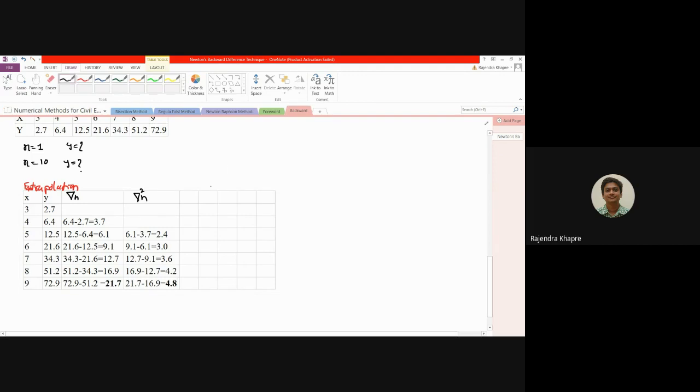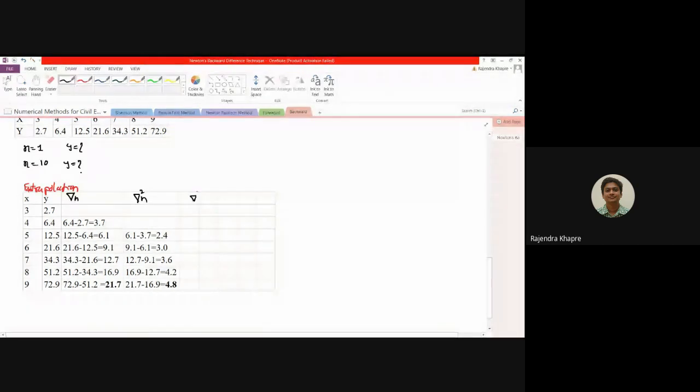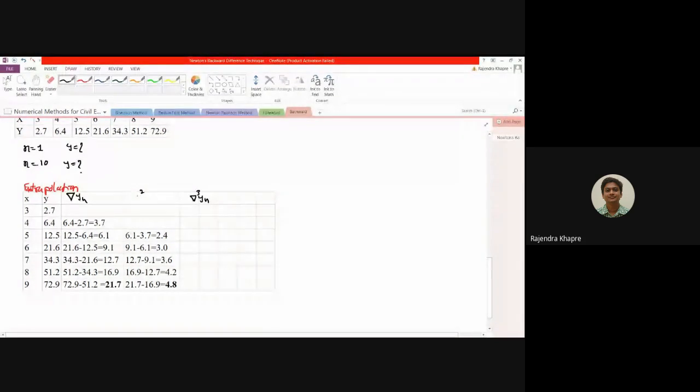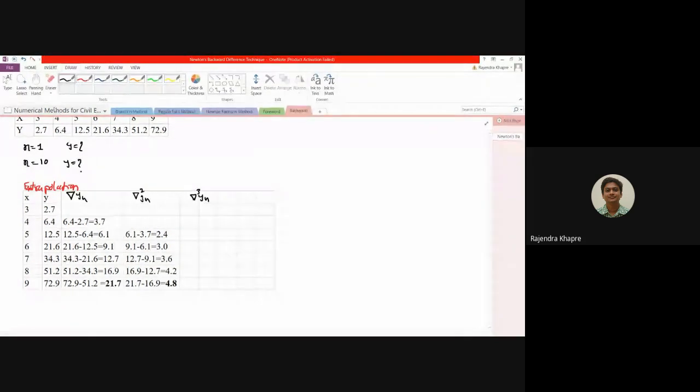Okay, and then we have here delta to the power 3 yn. I think I have not written yn over here directly, I have written only this one. Okay, this is much better. So now here this will be something like 4.8 minus 4.2. How much is this? I think 0.6. All values will be 0.6, is it so? Yes. Okay, so shall I write down directly?